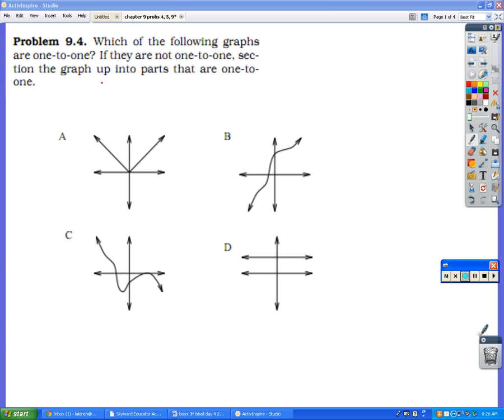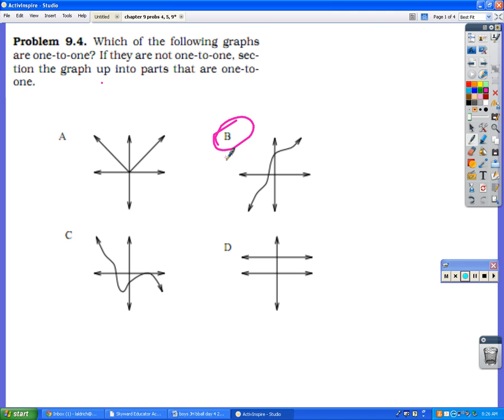All right, so the first one says, which of the following graphs are one-to-one? Just C? Just C? All right, just B. Just B. Yeah, only B, because B is the only graph that would pass the horizontal line test. Okay, you got it right?